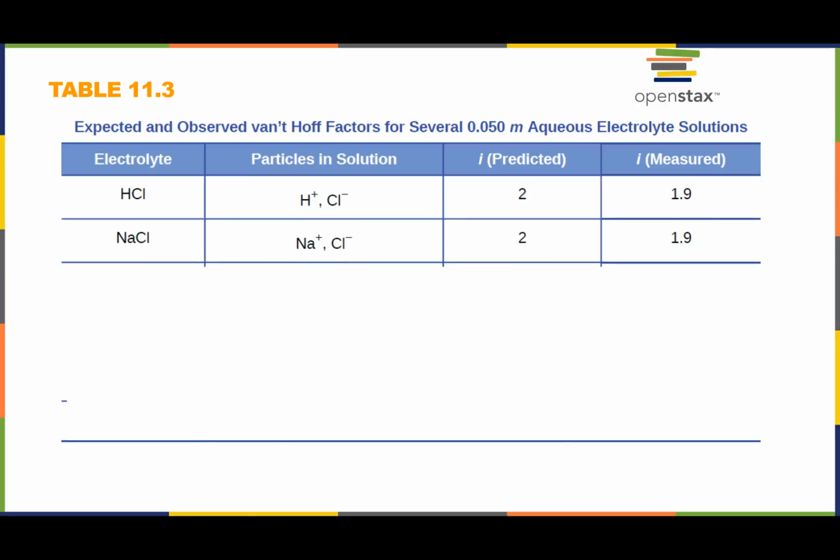Sodium chloride, same thing, a similar measured van 't Hoff factor. Magnesium sulfate, same thing. Oh, check this out. Not quite what we thought. Again, we expected 2, but we got 1.3.